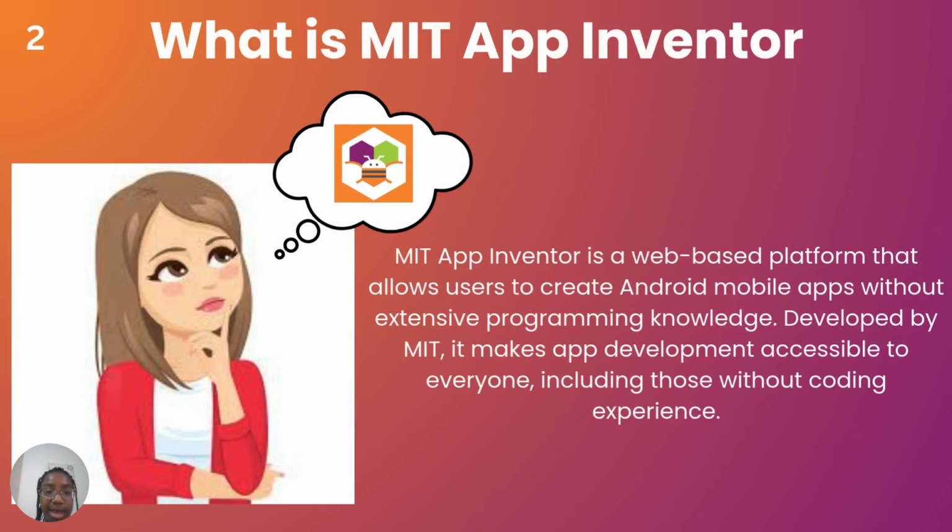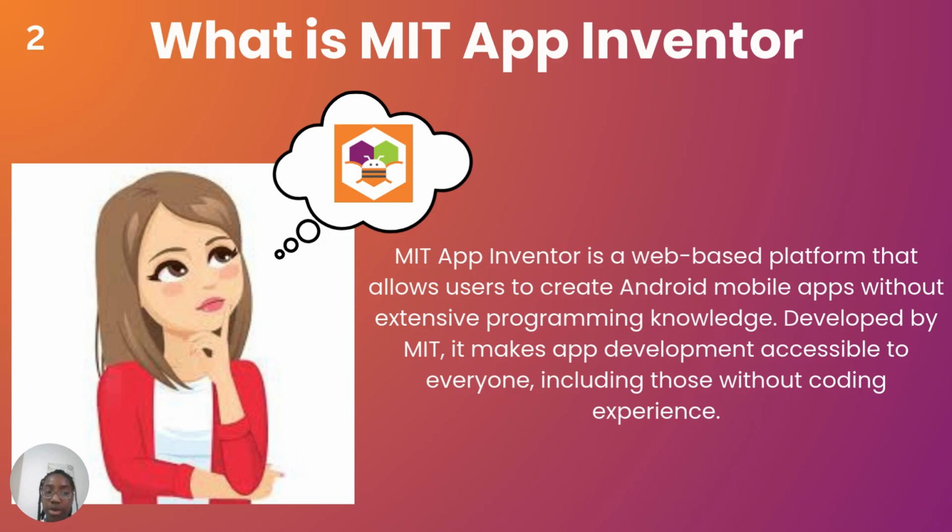Next, what is MIT App Inventor? MIT App Inventor is a web based platform that allows users to create Android mobile apps without extensive programming knowledge. Developed by MIT, it makes app development accessible to everyone, including those without coding experience. So, this means that MIT helps young kids or any age to code without all those hard stuff, like I said before. And you can also use it on your phone.